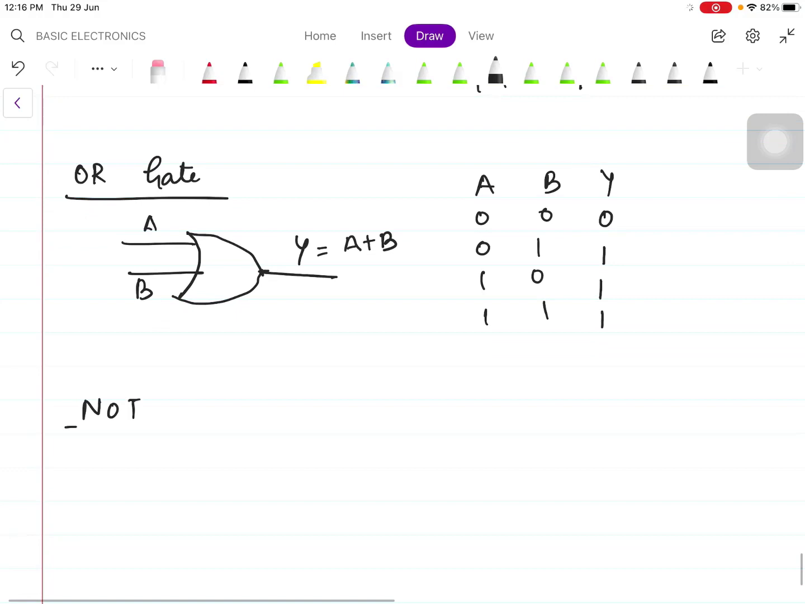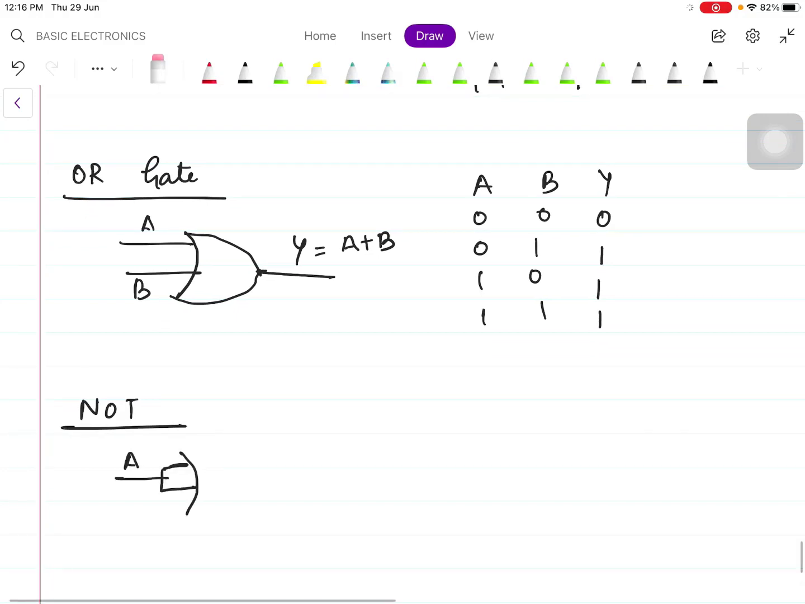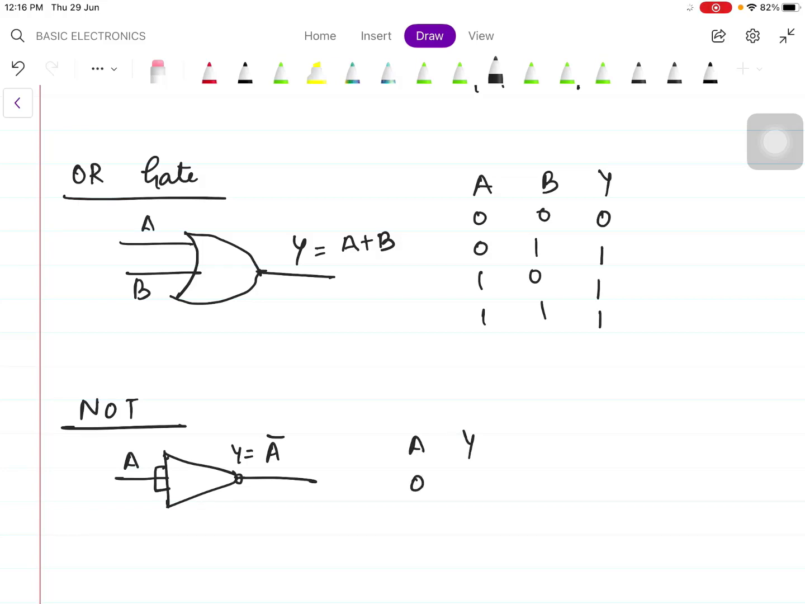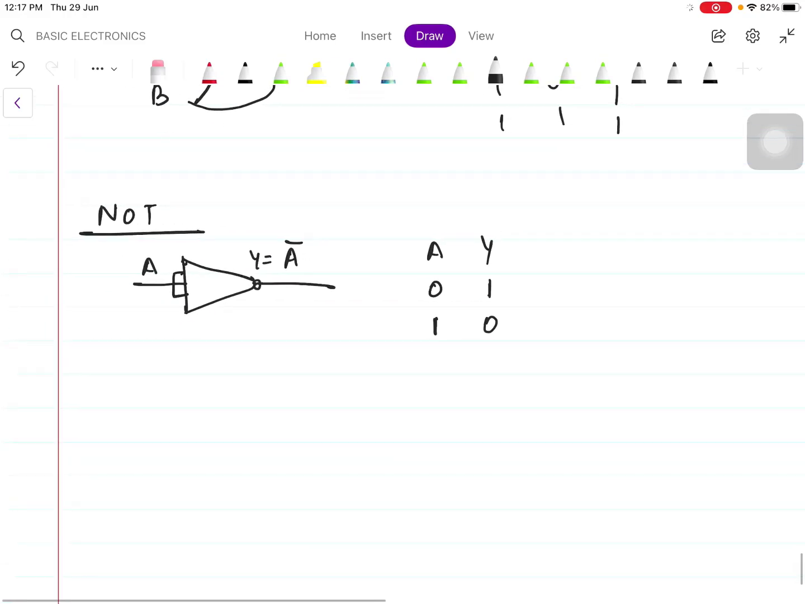NOT gate. NOT gate has a single input and the symbol is in the form of a triangle and the output is A bar. That means A can be either 0 or 1. So Y will be, when A is 0, Y will be 1. When A is 1, Y will be 0. This is NOT gate. Now let's talk about universal gates.